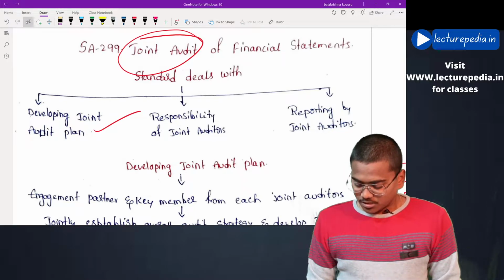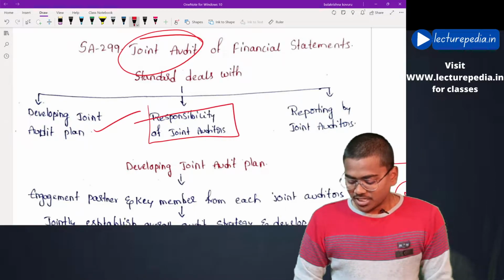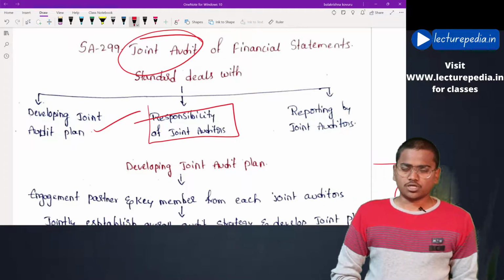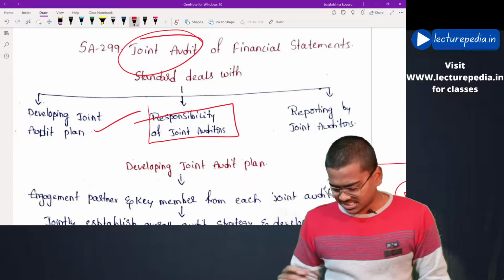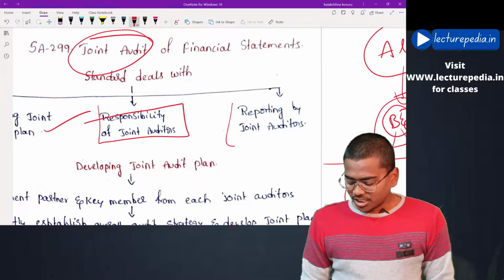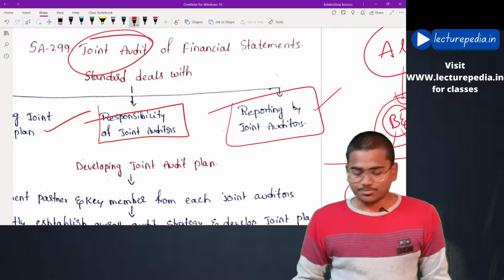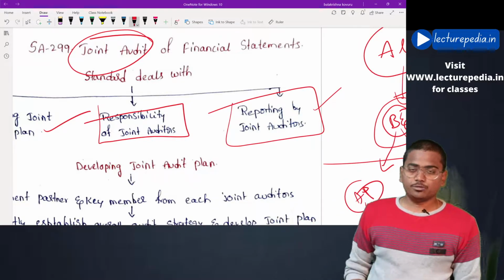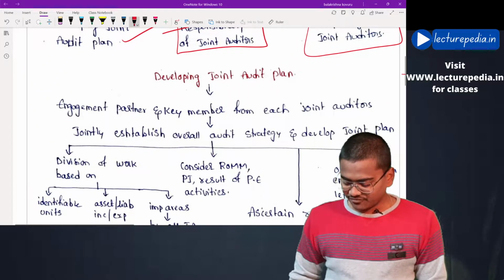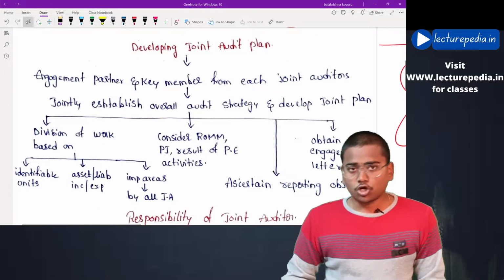The next aspect we will be dealing with is responsibility of joint auditors. What is the responsibility of joint auditors, that we'll discuss. And finally, reporting by joint auditors, the reporting aspect. These three aspects we'll be discussing in this standard. First of all, developing the joint audit plan.